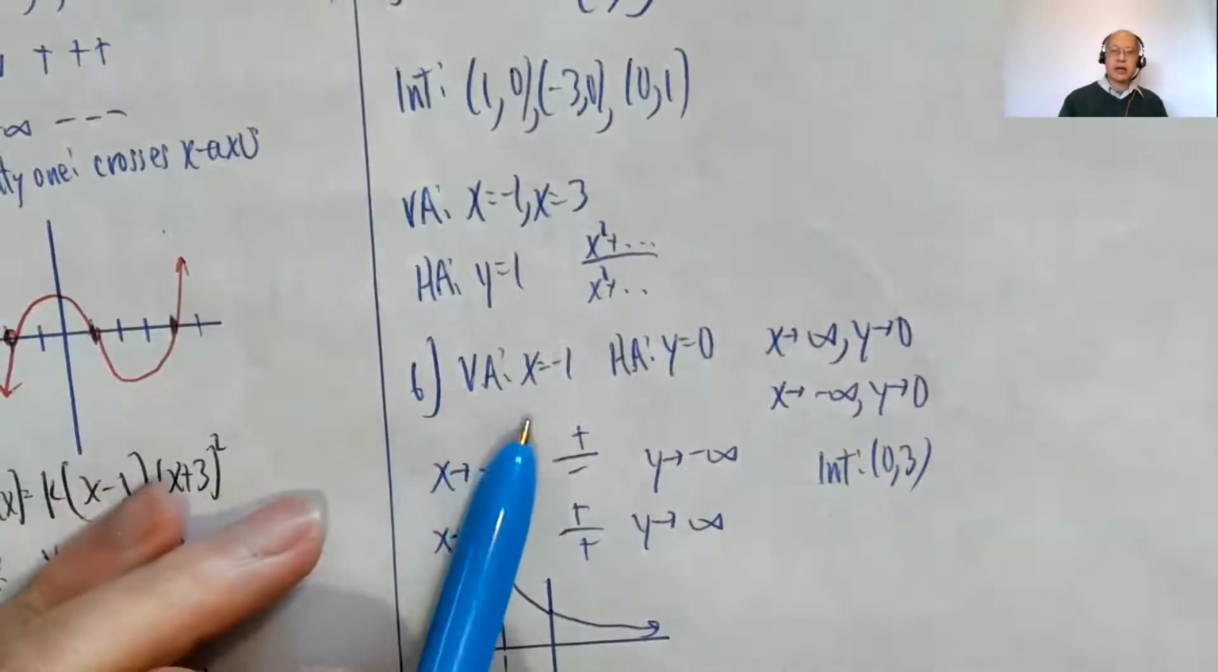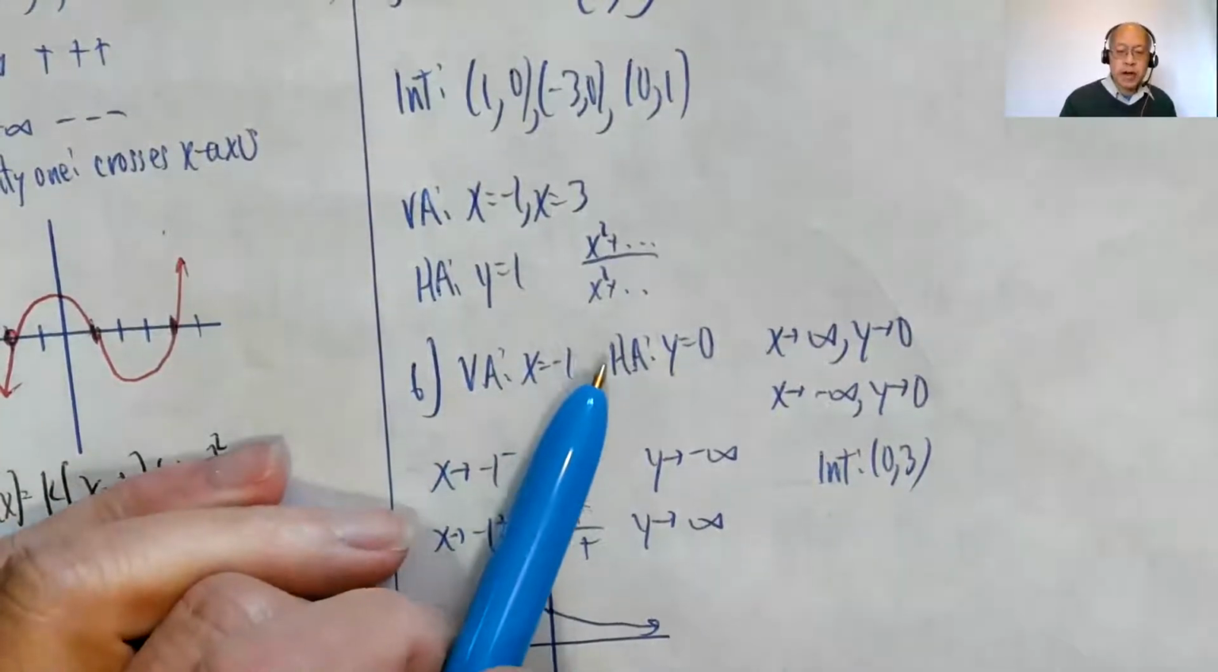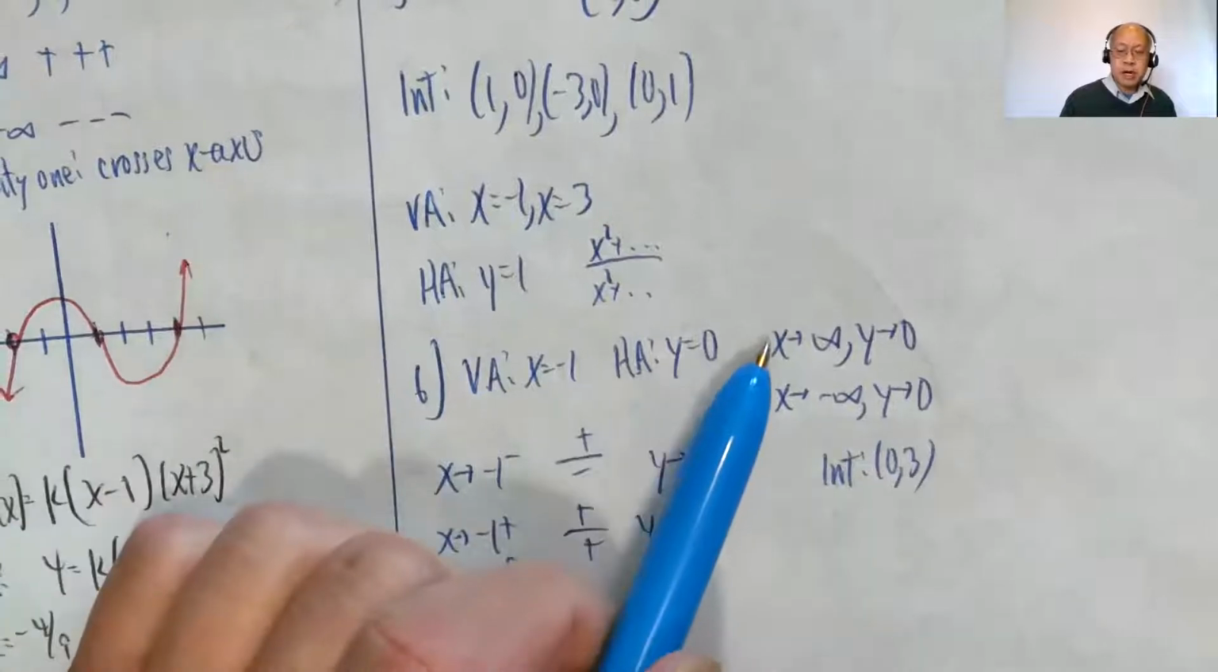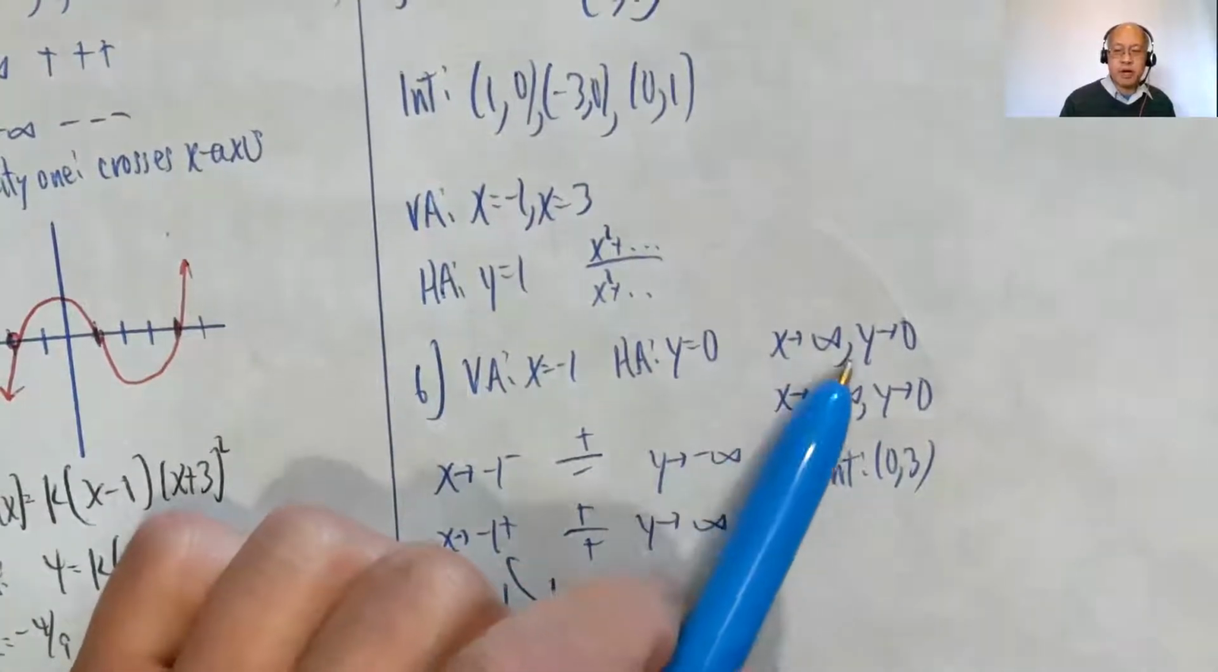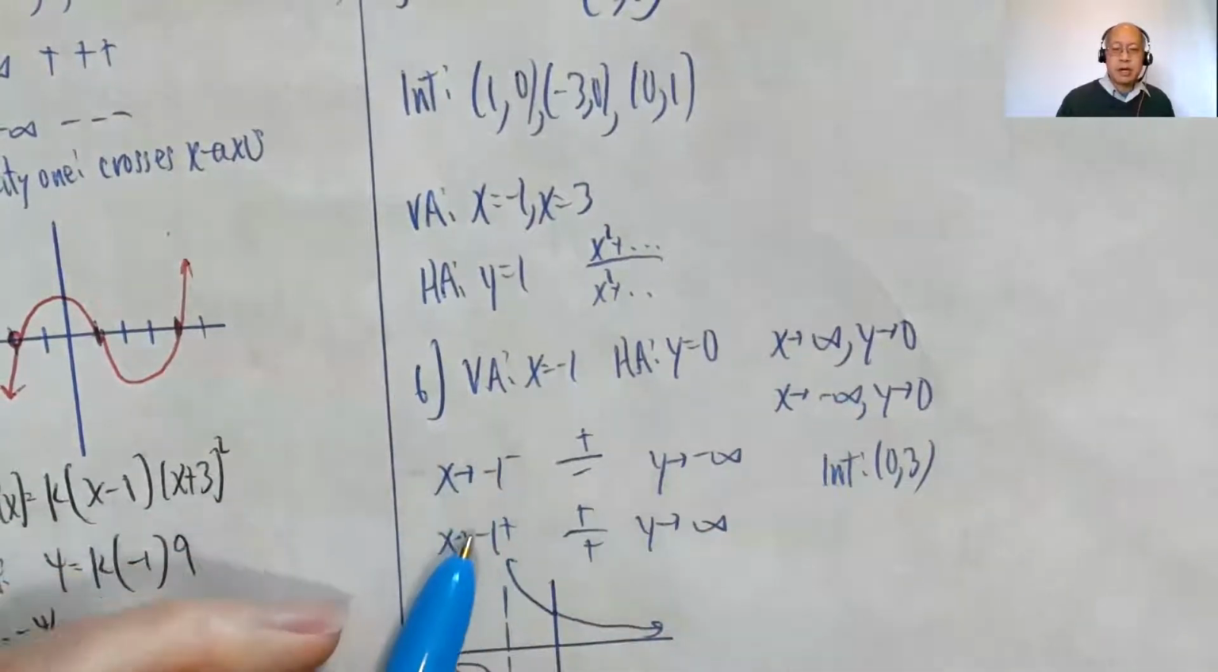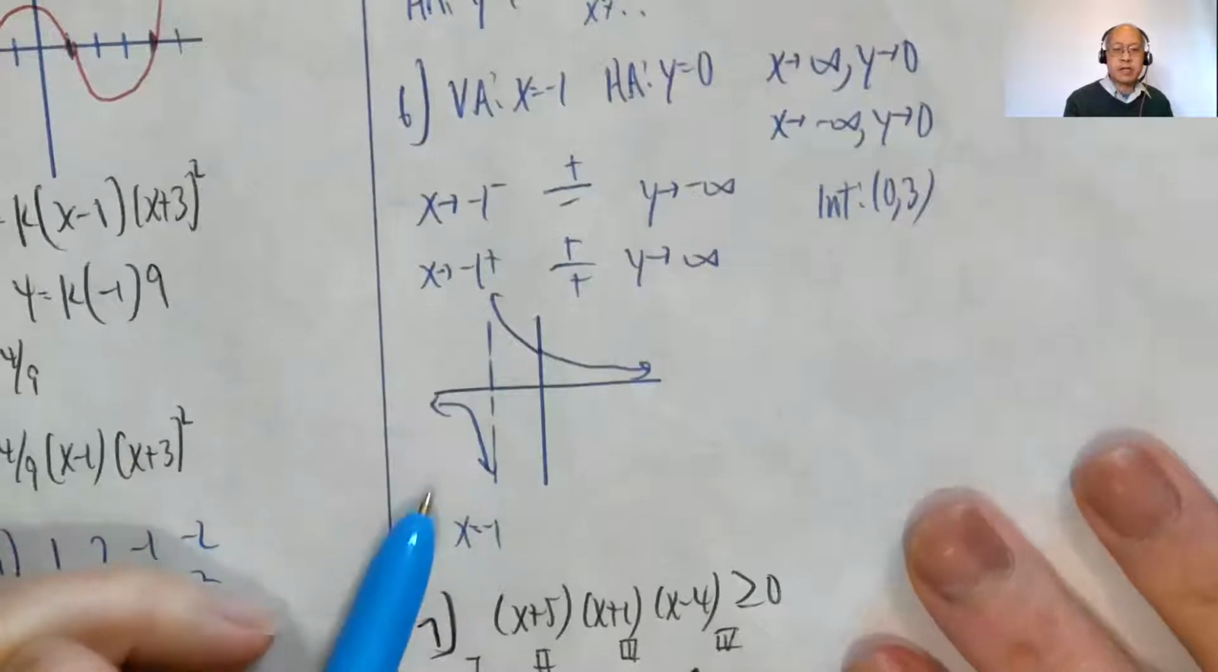Number 6, vertical asymptote x equals -1. Horizontal asymptote y equals 0. When x goes to infinity or negative infinity, y approaches 0. So I have an asymptote at x equals -1.